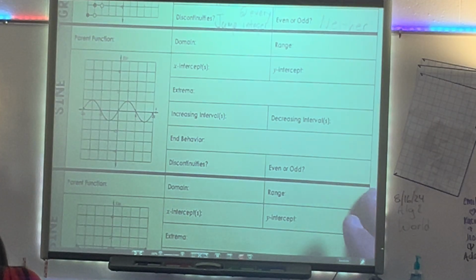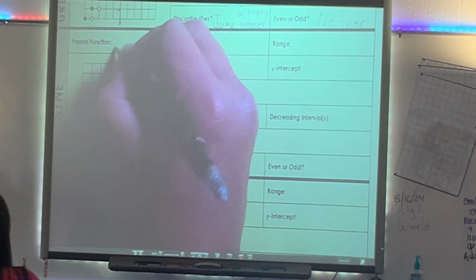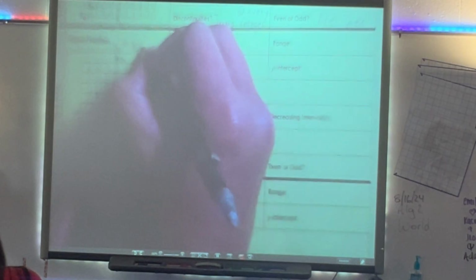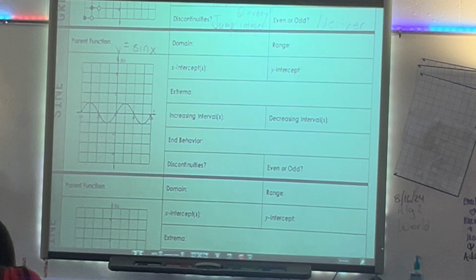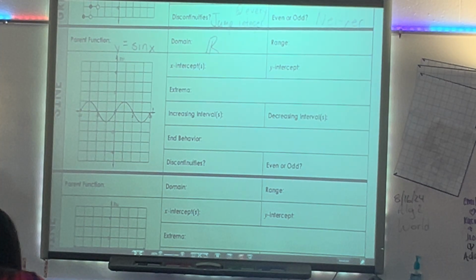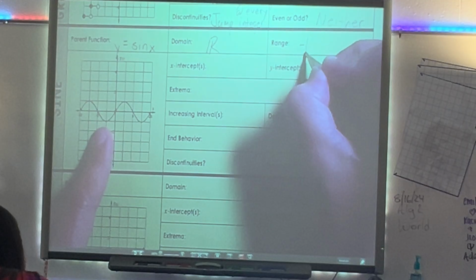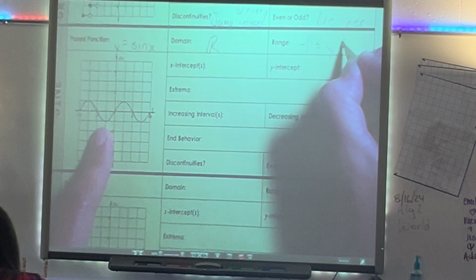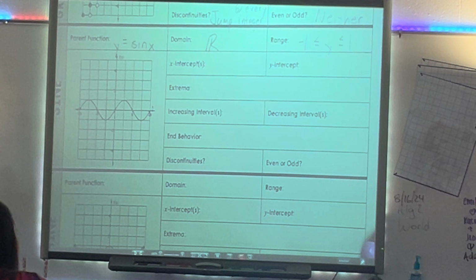Alright, so this is the sine function. So y is equal to sine x. We will deal with the sine, the cosine, and the tangent, which isn't even on here, in the second half of this class. We spend the whole second semester on trig functions. So we really won't get to it till then, but I'm going to go ahead and show it to you now. So its domain is all reals. Its range is from -1 to +1 for the parent function.